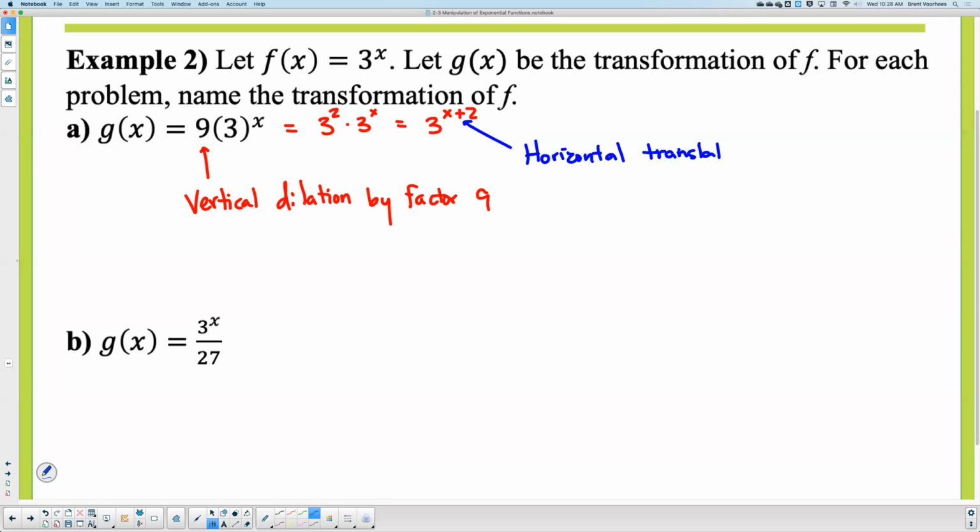Translation. If Chris is right, he's got this down now. If I add 2, am I actually adding to the x's? No. If it says plus 2 with the x's, what do you do instead? Subtract. So it's a translation left 2 units. Very good.